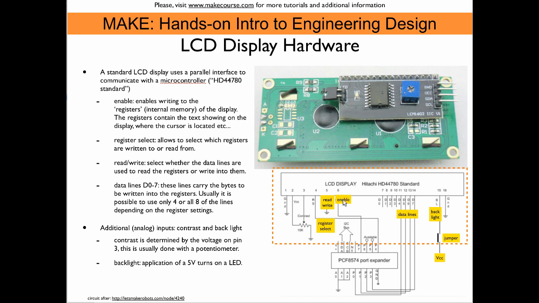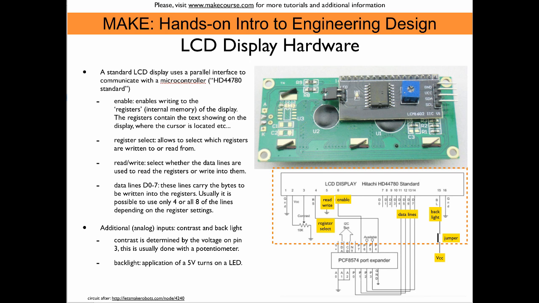This enable pin, basically when it is high, only then can data be written into the display processor. The remaining lines here are the data lines. One can either use all 8 or only 4, depending on some settings inside the display. This particular display setup uses only 4 data lines. And then the remaining pins are to turn off and on the backlight. And we have another ground connection here on pin 16.